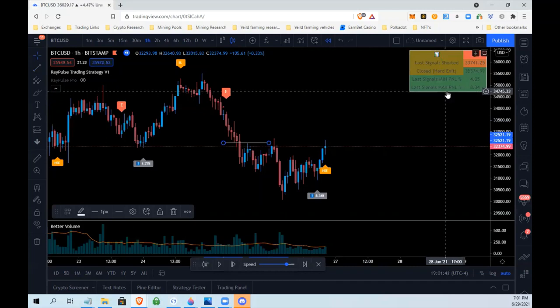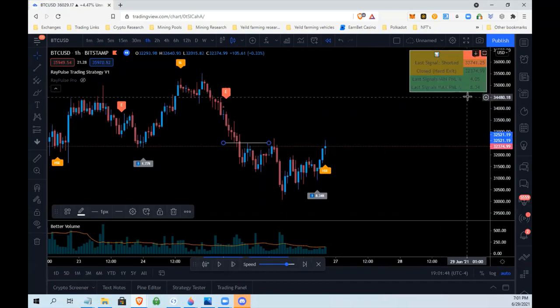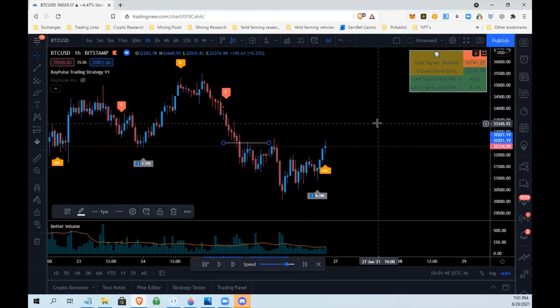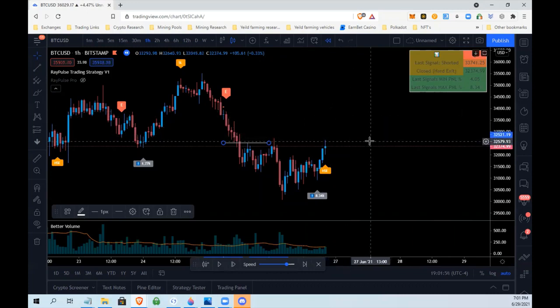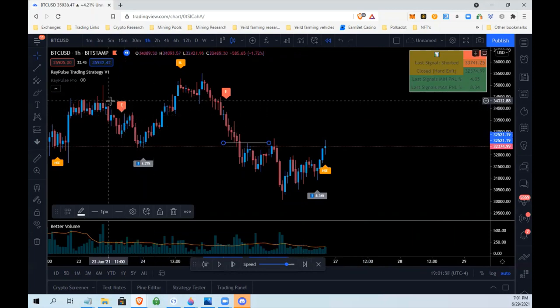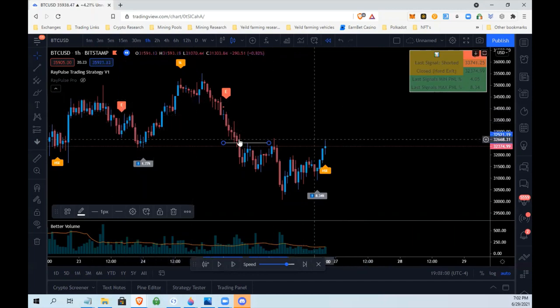pretty decent trade by anybody's standards, especially on any kind of leverage. 8.34% would be, you know, on 10x leverage, that's 80%, which is significant. Now, again, I'm cherry picking these, of course. Not all trades are going to end up like this. Some of them actually go to stop loss. We can do one that went to stop loss.